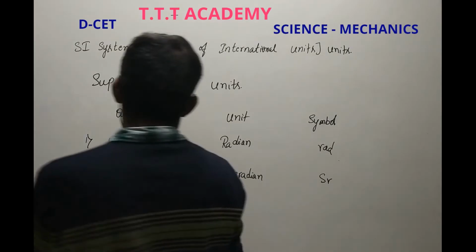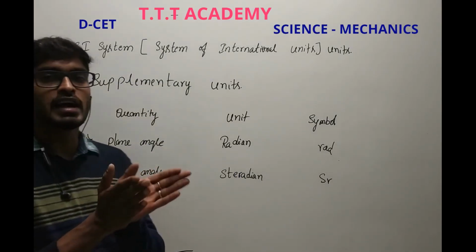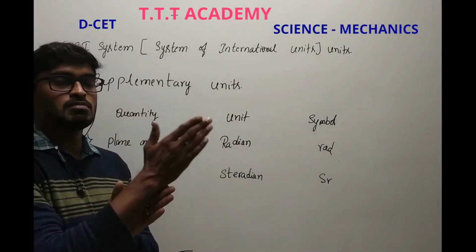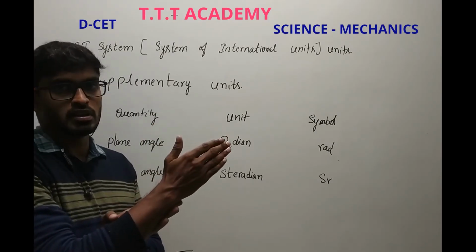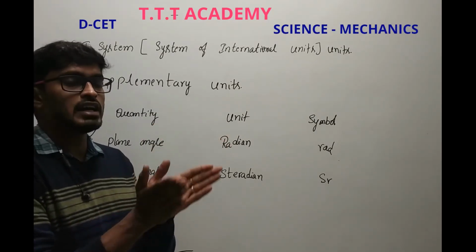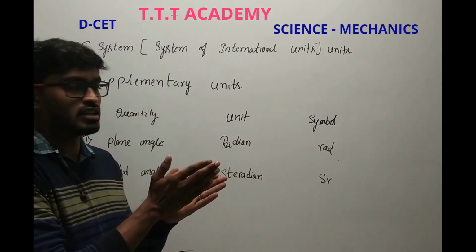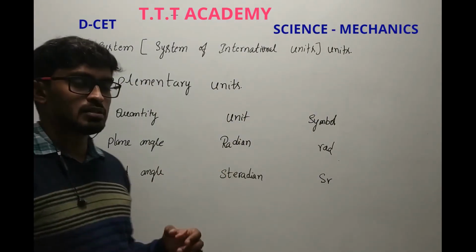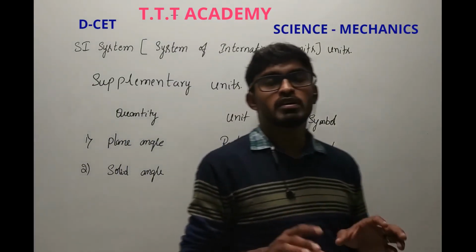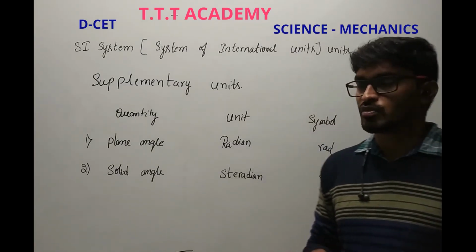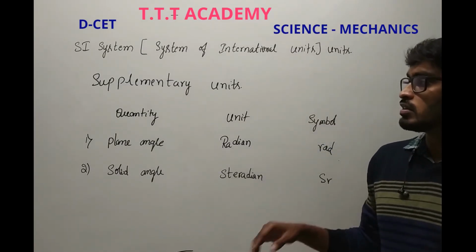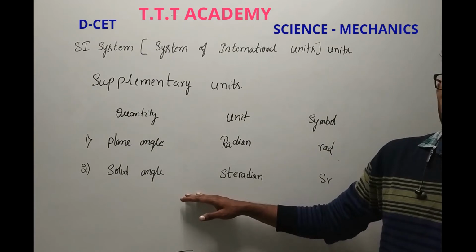What is the meaning of plane angle? Plane angle measures the angle through which an object moves from one place to another. It means how much angle it is displaced, which is also called angular displacement. And solid angle is how much angle you measure using solid surfaces. So these are the 2 supplementary quantities.